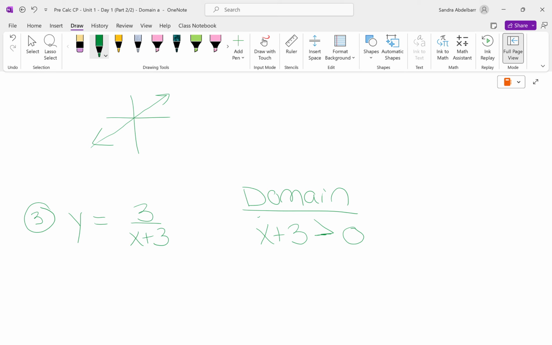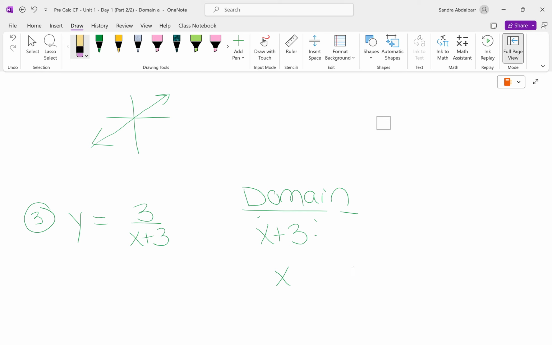And then we solve. We solve just like we're doing an equation. We're subtracting that 3 on both sides. So x is greater than -3. Oh, wait, guys, this is wrong. Sorry, it doesn't have to be greater than.